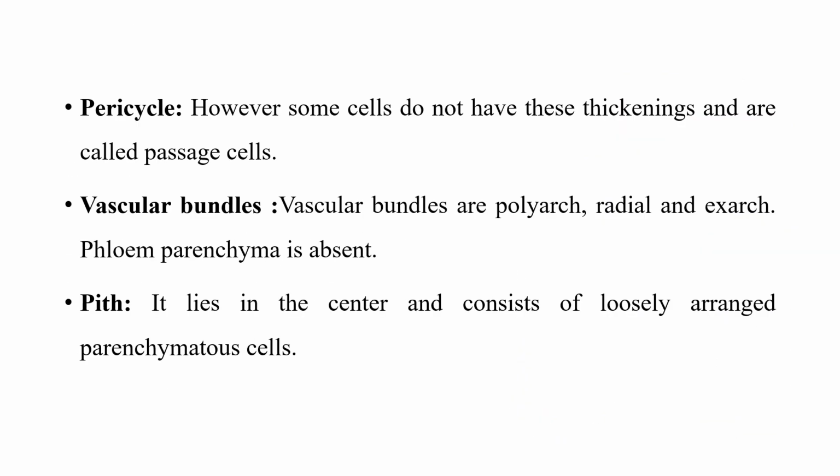In the endodermis, some cells do not have thickening, called passage cells. Vascular bundles are polyarch. Polyarch means many vascular bundles are present. There is no definite number of vascular bundles. Then pith lies in the center and consists of loosely arranged parenchymatous cells. So it is all about the anatomy of dicot stem, monocot stem, dicot root and monocot root.